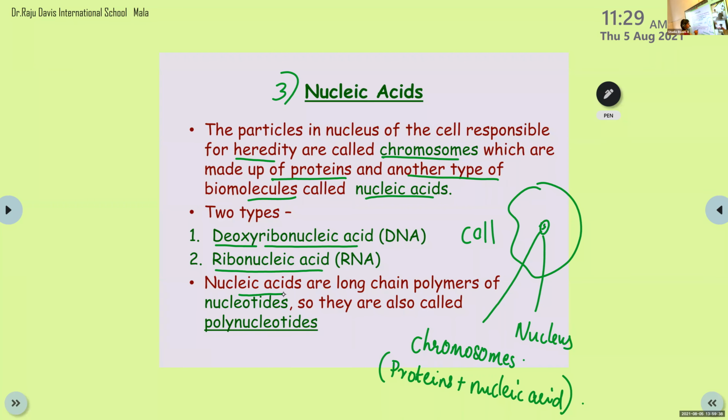So these nucleic acids are long chain polymers of nucleotides. We have learned that in the case of proteins, the amino acid is considered as the monomer. Amino acid units join together to form a polypeptide chain, then it forms proteins. Here, nucleic acid is a long chain polymer of nucleotides. So they are also called polynucleotides, because many nucleotides are joined together to form nucleic acid. Poly means many.